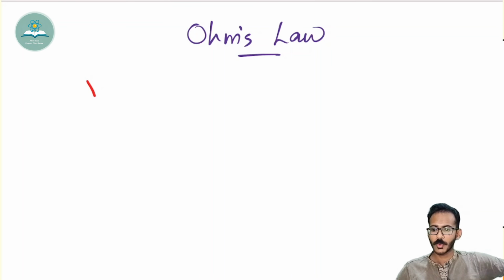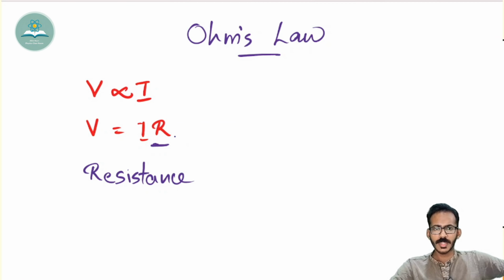I can write it like V directly proportional to I, or V is equal to I into R. Here we have a constant, that constant is R. This constant R is called the resistance. Resistance is nothing but something that resists the flow of current. The SI unit of resistance is ohm, which is usually represented using the symbol Ω.